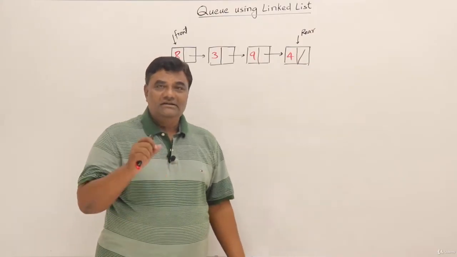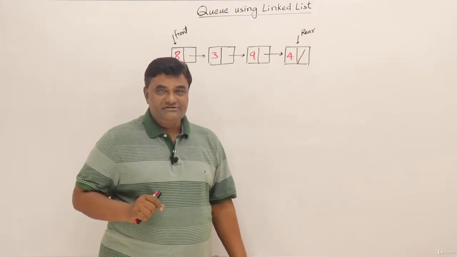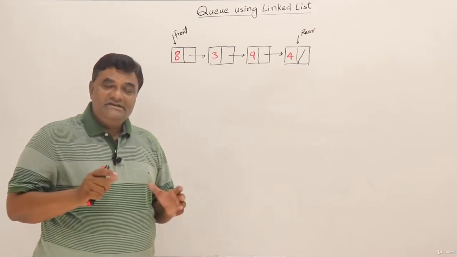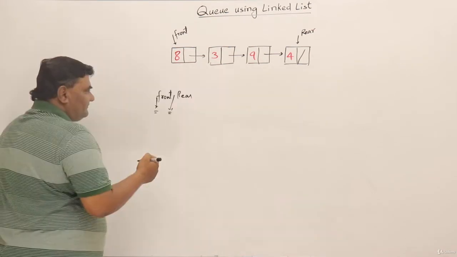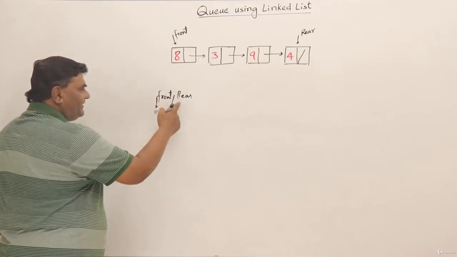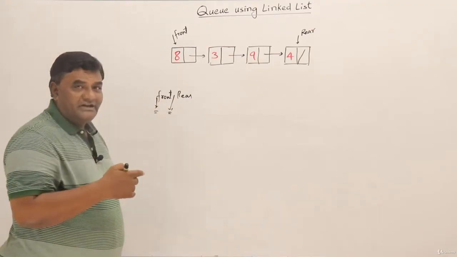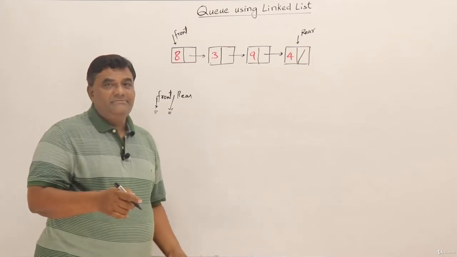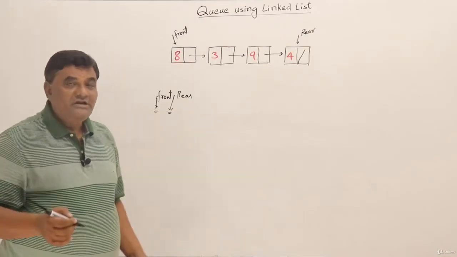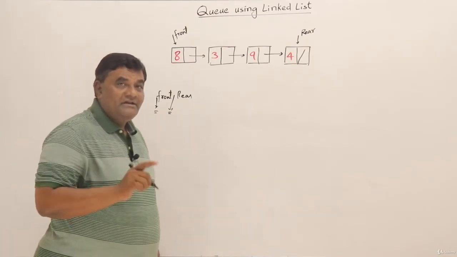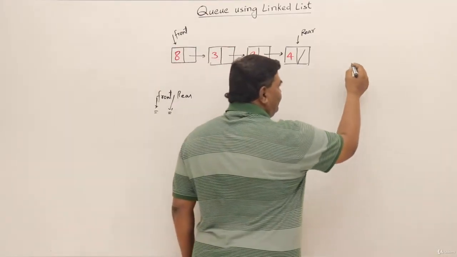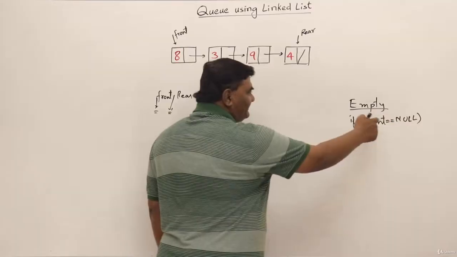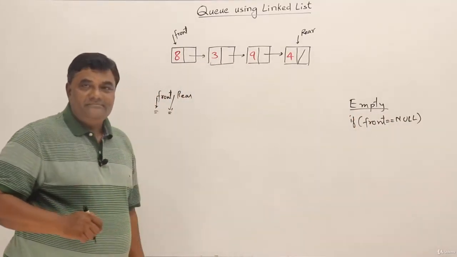But before that, let us look at a few important conditions. The first thing is, initially when the queue is empty, how will front and rear be? When initially the queue is empty, both front and rear will be null. If any one of them is null, let us say front is null, it means the queue is empty, there are no nodes. So what is the condition for empty? If front is equal to null, the queue is empty. I'll write the empty condition here.